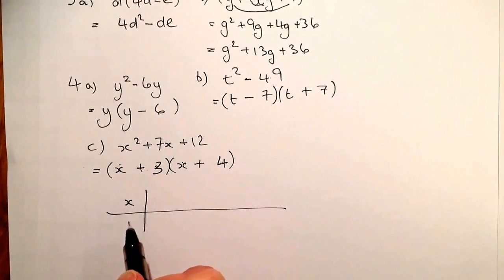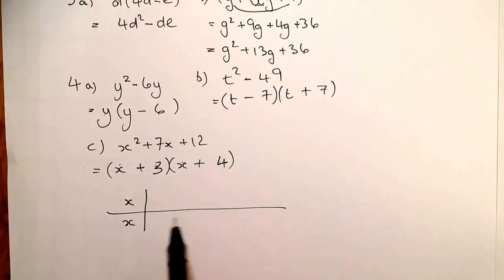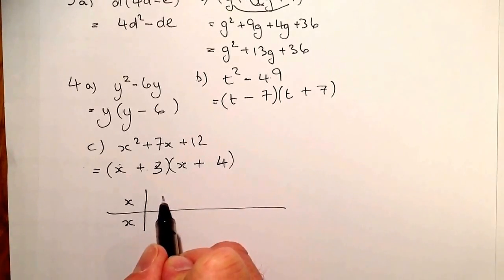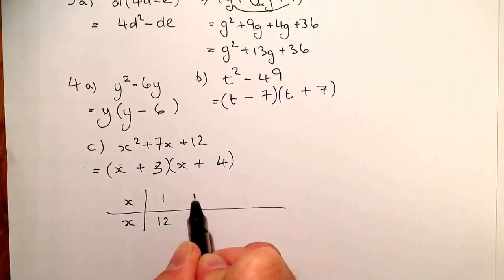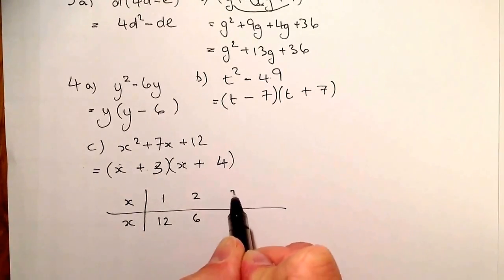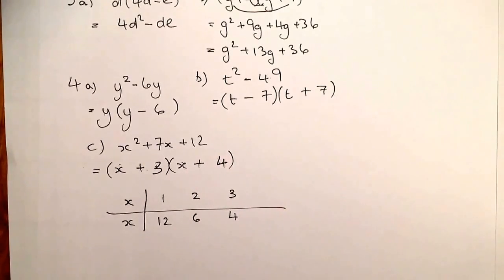The x's I would put here, and I would consider all the factors of 12. So we thought of 1 and 12, 2 and 6, and then 3 and 4. I would then just work through the table by multiplying across the way, and across that way there, and gathering these up, and I've got 13x.